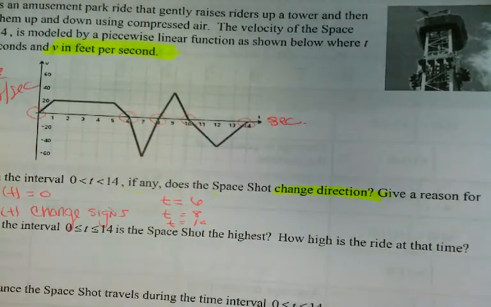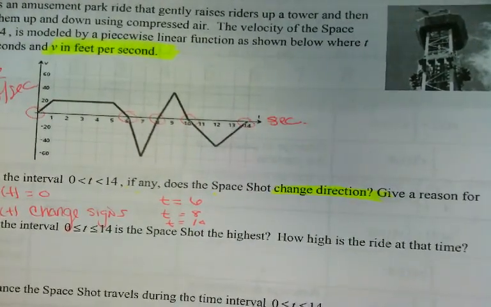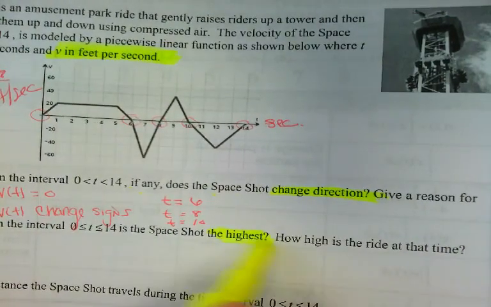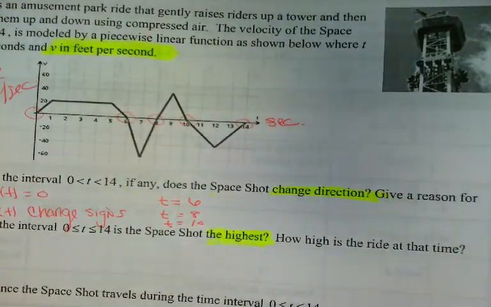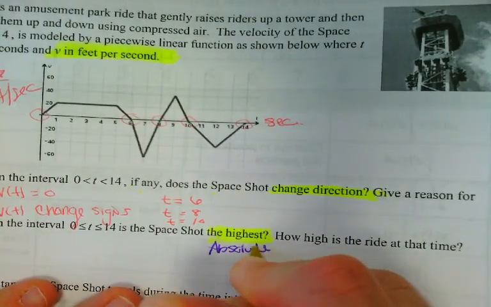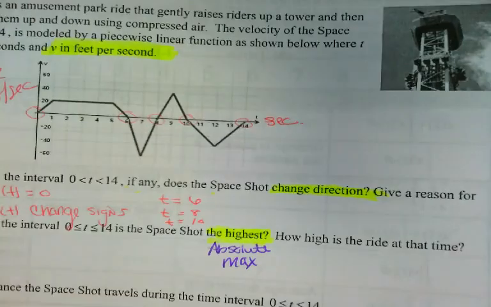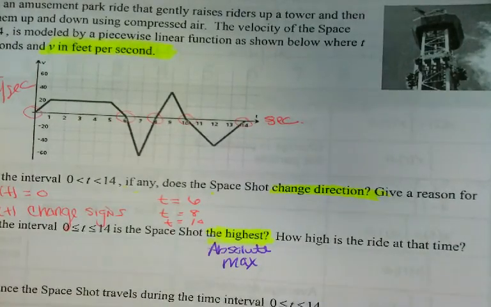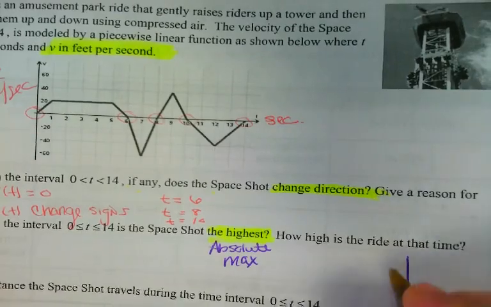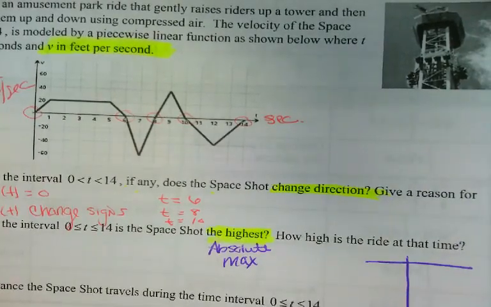All right, here's the annoying question. At what time in the interval is the space shot the highest? Okay, that is your keyword. This is the annoying question. This is the absolute. And it's the highest, so it's going to be an absolute max. We are looking to see when this thing is the absolute highest. All right, so because it's an absolute, we're now making this lovely T-chart.